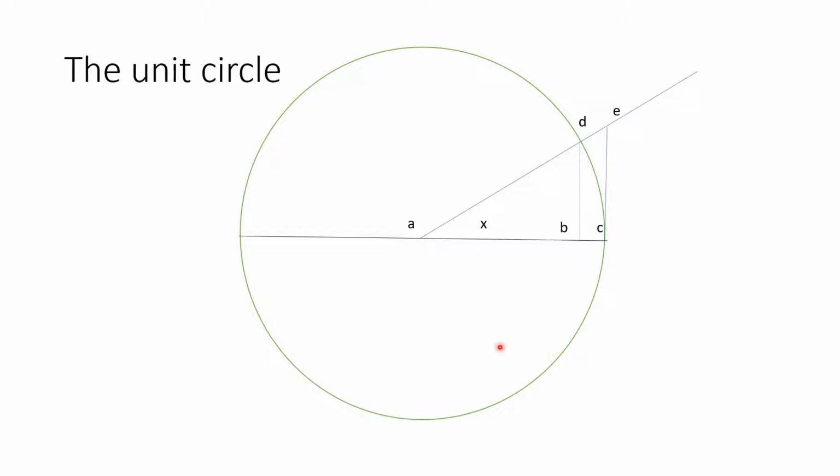All right, you probably notice ABD is a right triangle. ACD is a sector of the entire circle, and ACE is another right triangle. ABD being the smallest, the sector being in the middle, and ACE having the greatest area.